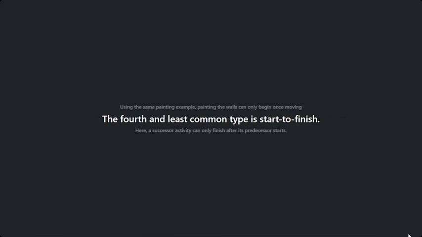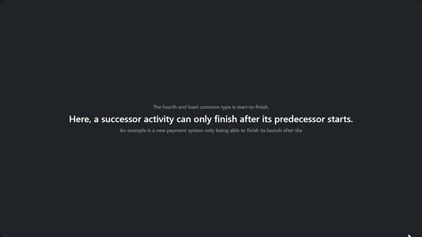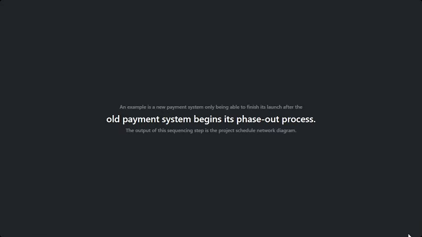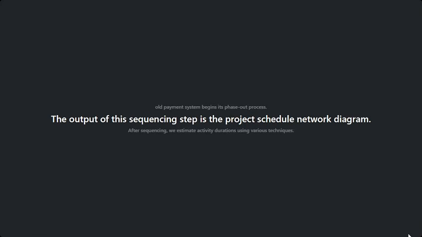The fourth and least common type is start to finish. Here, a successor activity can only finish after its predecessor activity starts. An example is a new payment system only being able to finish its launch after the old payment system begins its phase-out process. The output of this sequencing step is the project schedule network diagram.